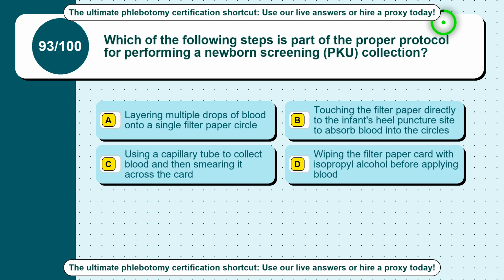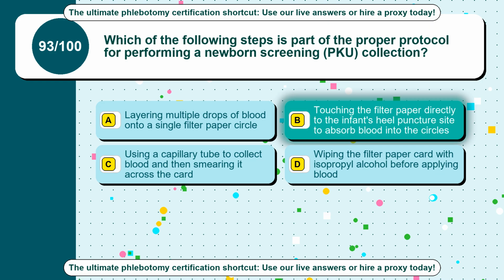Question 93. Which of the following steps is part of the proper protocol for performing a newborn screening, PKU, collection? Option A, layering multiple drops of blood onto a single filter paper circle. Option B, touching the filter paper directly to the infant's heel puncture site to absorb blood into the circles. Option C, using a capillary tube to collect blood and then smearing it across the card. Option D, wiping the filter paper card with isopropyl alcohol before applying blood.